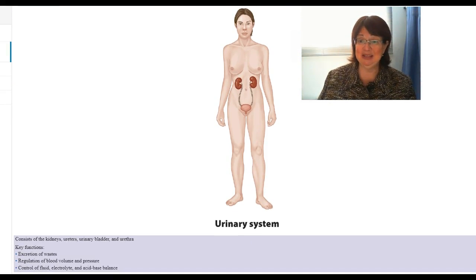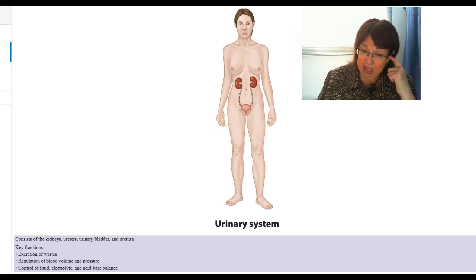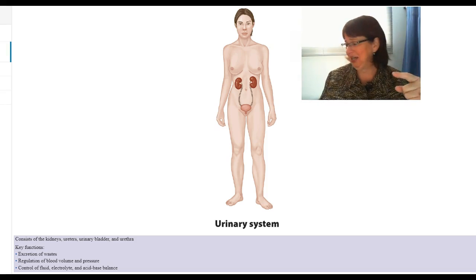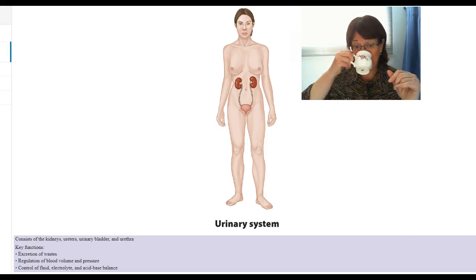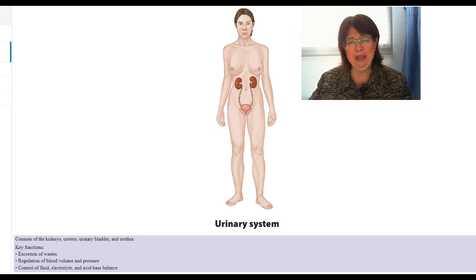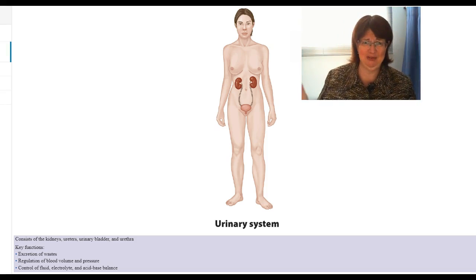Next one, urinary system. Your urinary system is a way to get rid of waste. So we're looking at excreting, well, everything goes in your urine. The way to look at your urinary system is it's a system to balance your blood, and then once your blood is balanced, all the extra stuff goes into your urine.